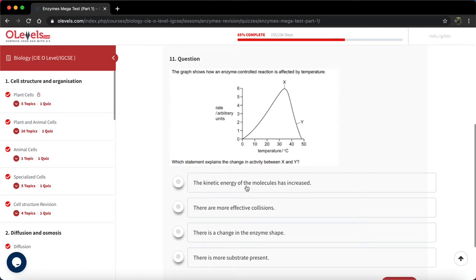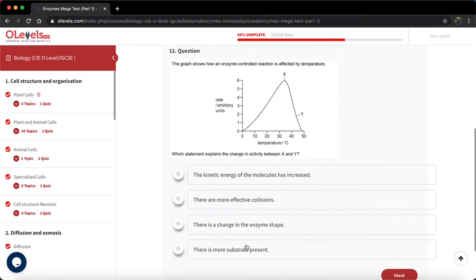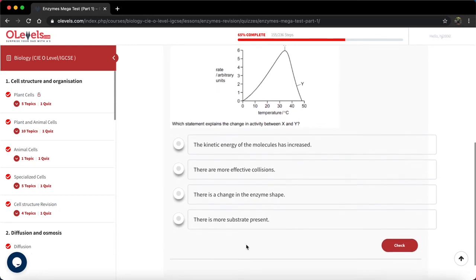Okay, the kinetic energy of molecules has increased. Okay, there are more effective collisions. There is a change in the enzyme shape. There is more substrate present.